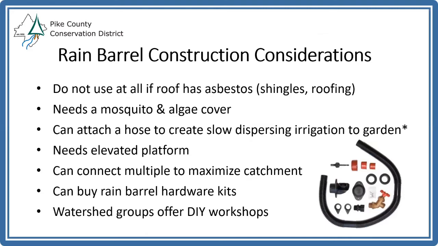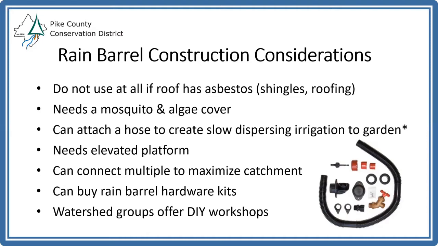So some things to consider when you're thinking about building a rain barrel. As I said before, do not use it if your roof has asbestos, if you have shingles or roofing that has asbestos. You definitely need a cover because of mosquitoes and algae: mosquitoes laying their eggs and algae possibly growing on the surface of the water. You can attach a hose if you want to irrigate your garden. It's a really great slow dispersal irrigation guide.